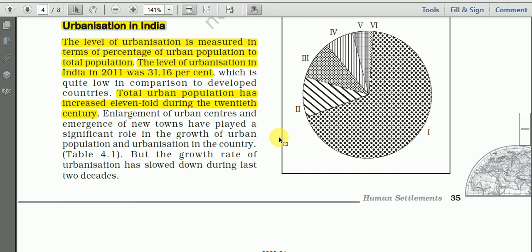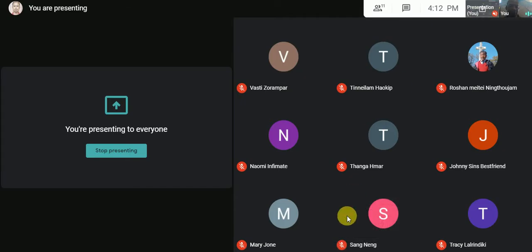As mentioned in our book, Fundamentals of Human Geography, urbanization refers to the increase in the number of people living in urban areas. An increase in the proportion of people living in urban areas is known as urbanization. Now let us learn about the trends of urbanization in India.